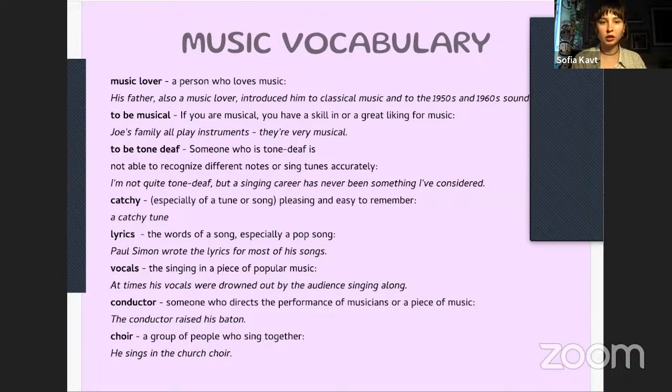Then the next one is an idiom to be tone deaf. It is related to someone's musical ability. So a person who is tone deaf is unfortunately not able to recognize different notes successfully or sing tunes accurately, right? Sing in tune. So it's a person who doesn't have a great musical ear.